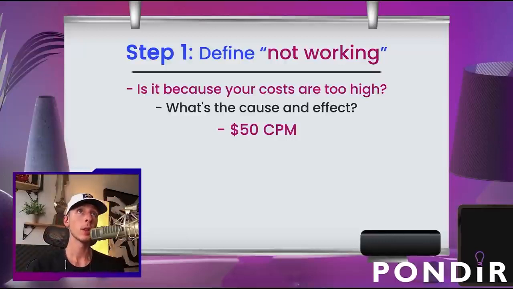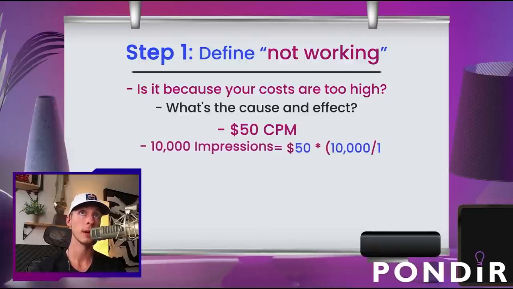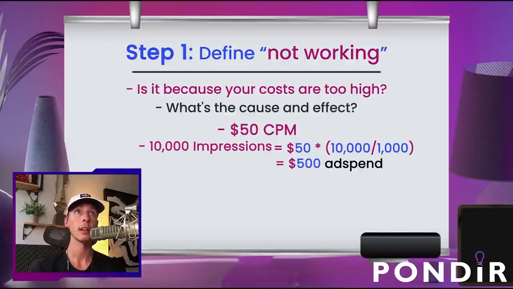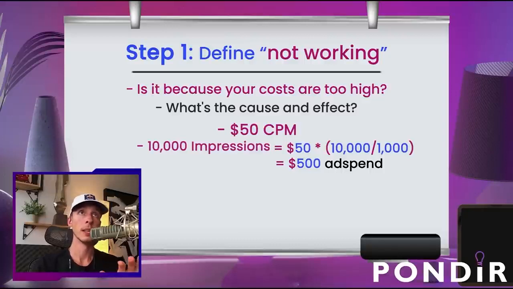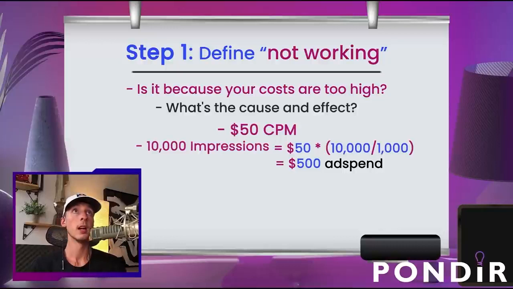Okay, so you can plug in whatever your CPM is right here. To acquire 10,000 impressions, this advertiser would have to spend $50 because that's a CPM, and then they took 10,000 impressions divided by 1,000 to get the multiple, which would be $500 in ad spend, all right? So $50 CPM to get 10,000 impressions would cost about $500 in ad spend. If you're confused, just take a second, understand how this math works. All right, 50, 10,000 impressions, $500 in ad spend.